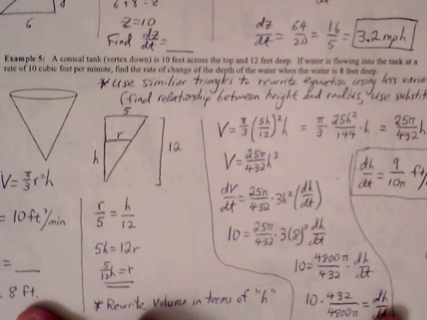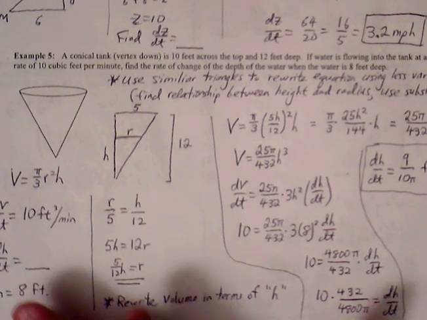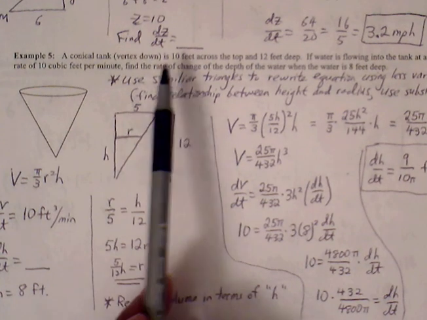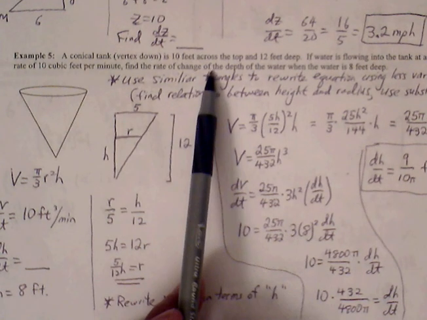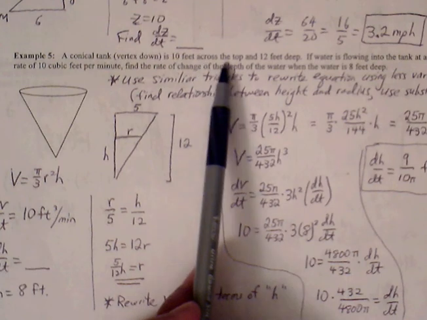All right, one more problem here. This problem will require similar triangles. So example 5, a conical tank, vertex down, is 10 feet across the top and 12 feet deep. So 10 feet across means the radius is 5, and we're going to use that information a little bit later.